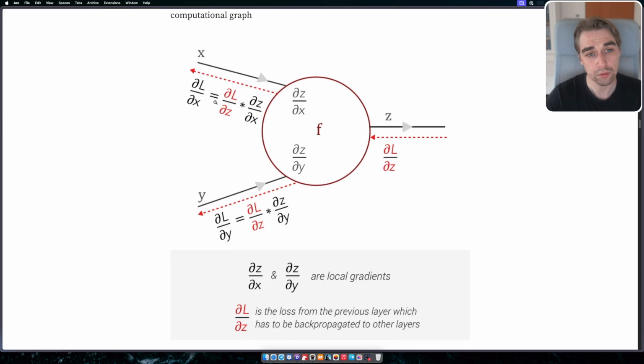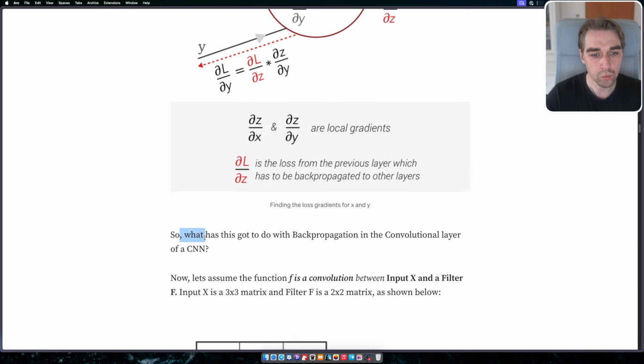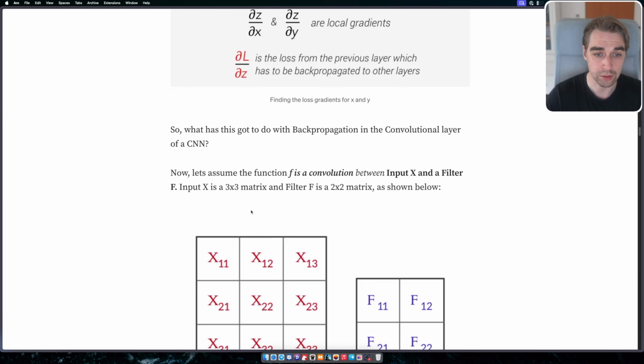This is how we calculate dL by dx, which is the derivative of the loss with respect to z multiplied by dz by dx. It's the same here. So this is the local gradient and this is the loss. So what has this got to do with backpropagation in a convolutional layer of a CNN?